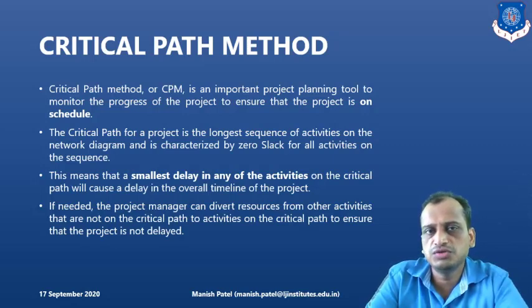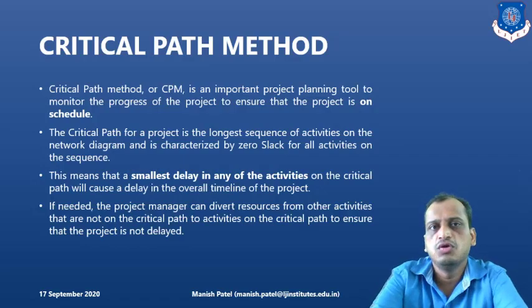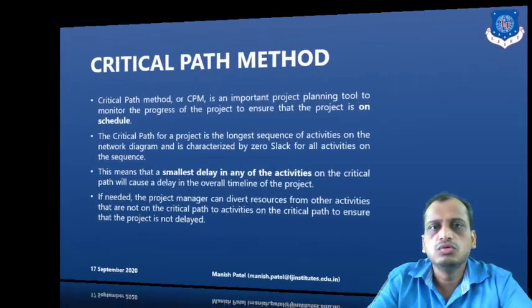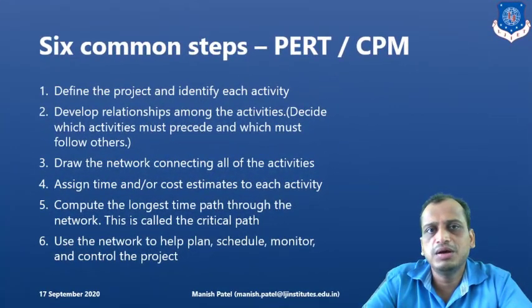You cannot complete the project within a given deadline if you keep on delaying the activities which are on this critical path. Clear? So that is why we have to find out the critical path, so that the project management can effectively manage these activities. Right? At the end, we have to manage the project effectively. So what are the common steps involved in both techniques, PERT and CPM? They both have common steps.